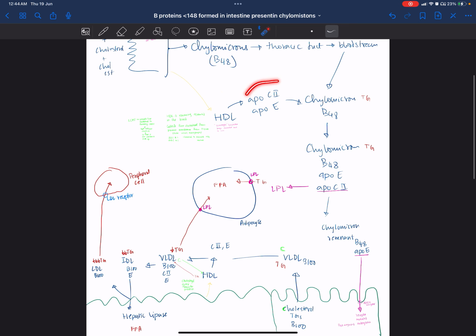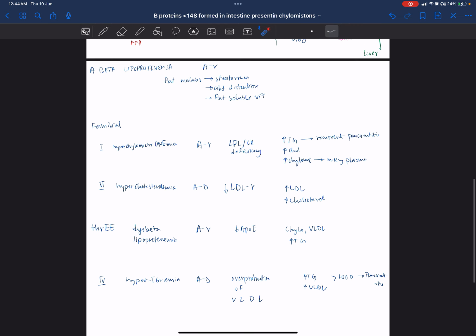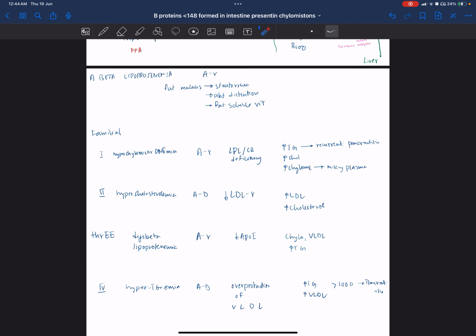And the HDL also has an important function here. It makes all the things functional. All this adipocyte activity and the liver handling all these things are all functional because of HDL. So this was the physiology here. Now let's just quickly discuss the diseases.